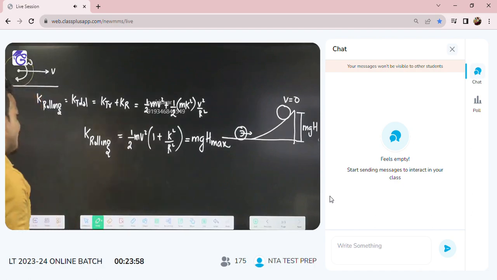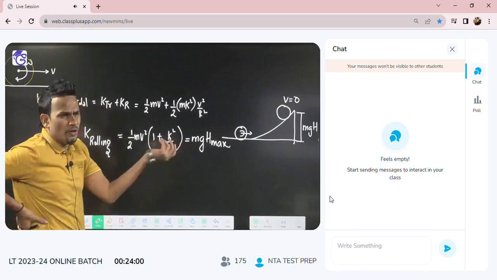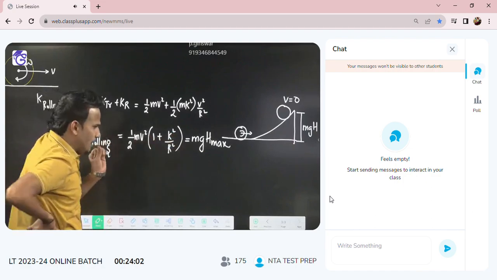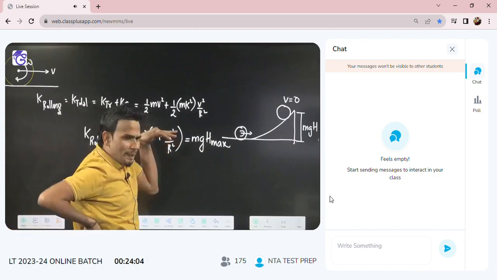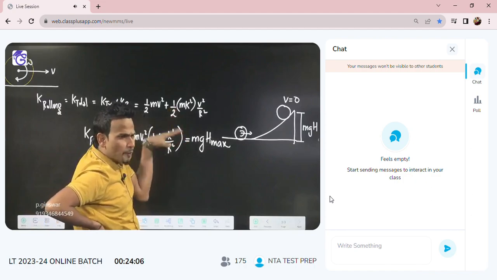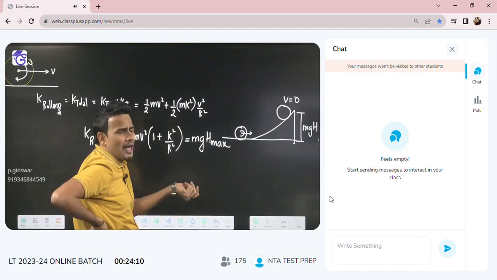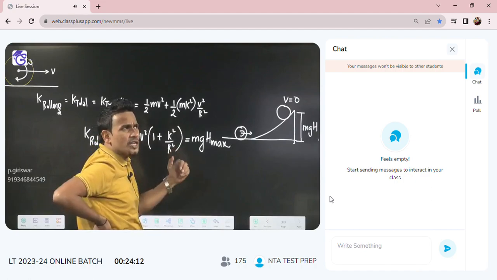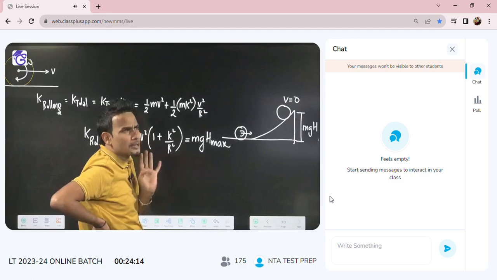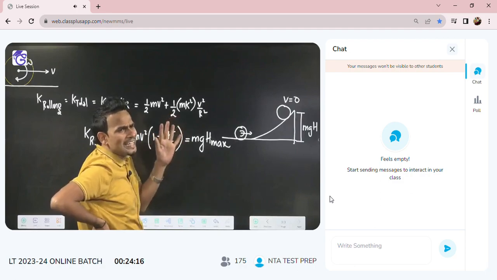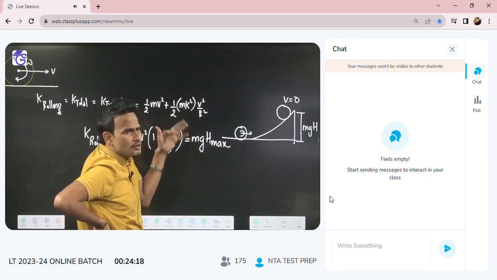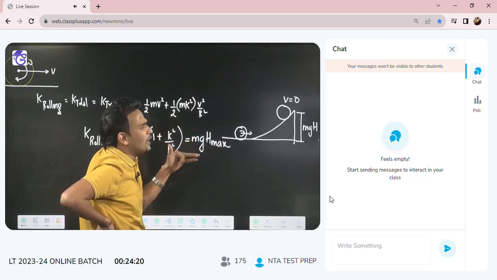Now someone says, okay sir, we understood. So the total kinetic energy of rolling is half mv square into 1 plus k square by r square. Where will that energy go, sir? It will convert to mg into h max, because the body's height is increasing. So kinetic energy will reduce, and that kinetic energy will convert into potential energy.